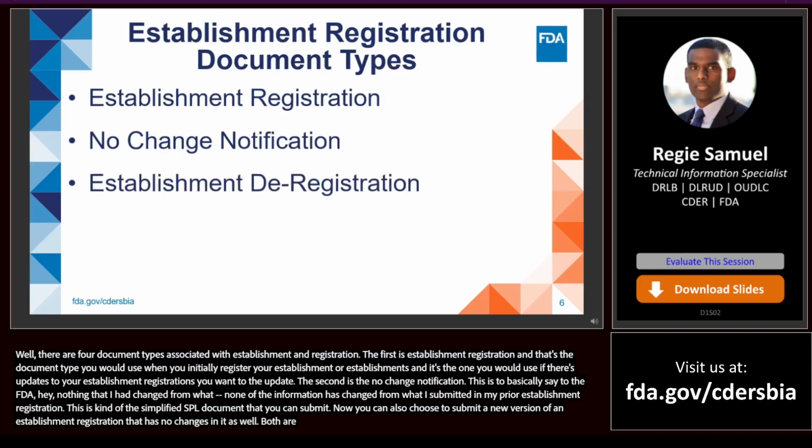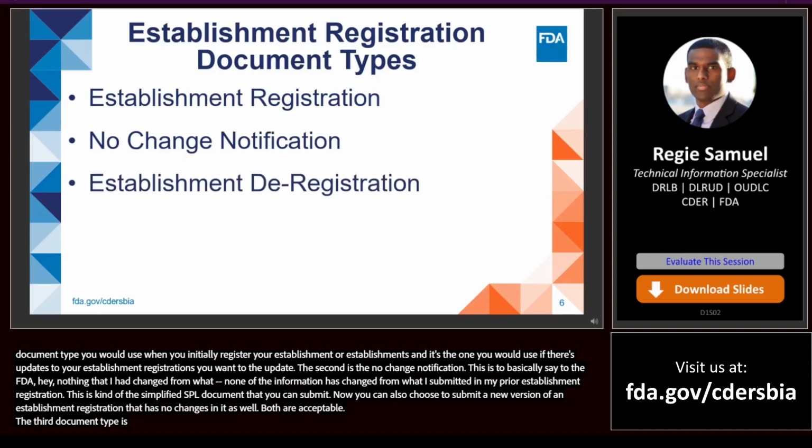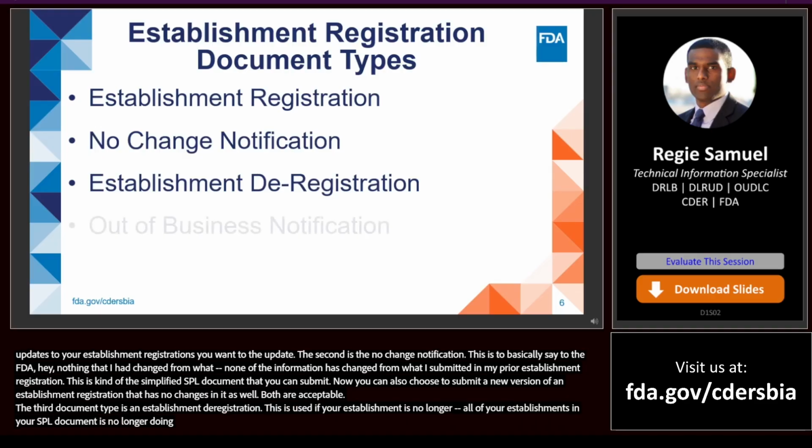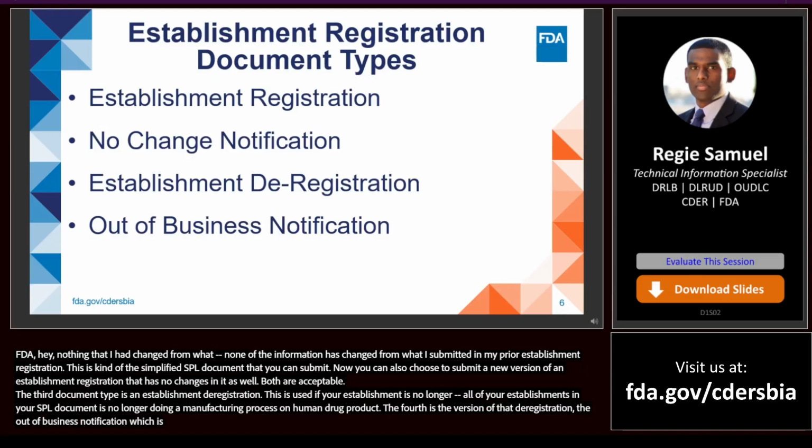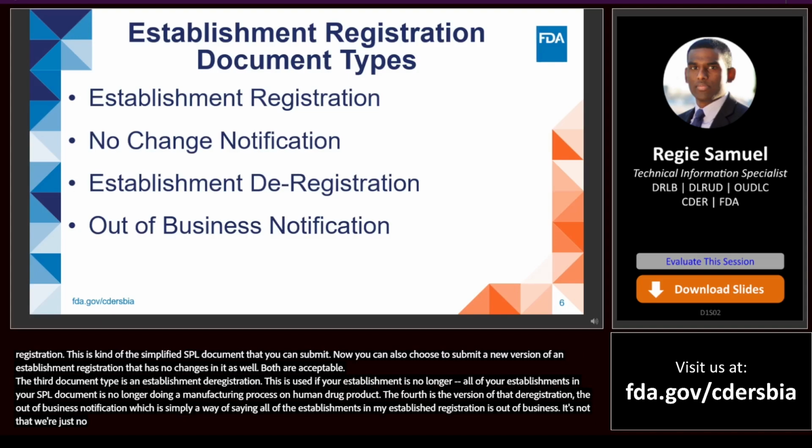The third document type is an establishment deregistration. This is a document type that's used if your establishment is no longer, or all the establishments in your SPL document are no longer, doing a manufacturing process on human drug product. The fourth is kind of a version of that deregistration. The out of business notification is simply a way of saying that all the establishments in my establishment registration are out of business. It's not just that we're no longer handling human drug product, we're completely out of business. So that's what that document type indicates.